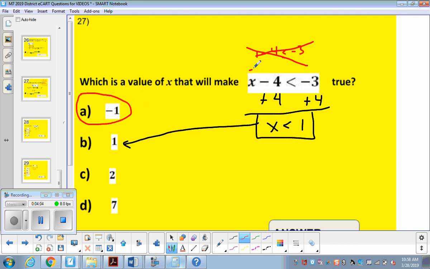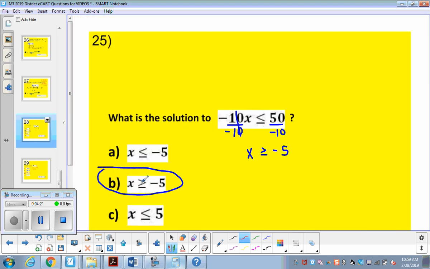Now look what happens when we plug this in. -1 minus 4 is -5. And -5 is less than -3. So be very careful here. This one wants to know just one answer that is going to satisfy this part, while questions like this want us to find something that's going to beat all of the possible answers.